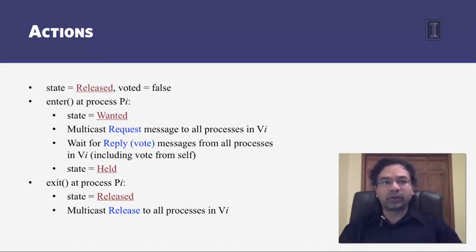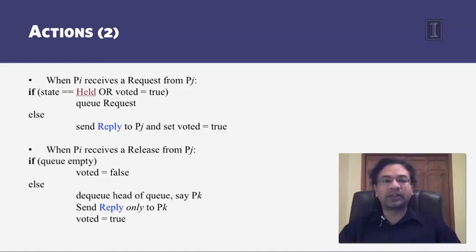This is not all that there is to the protocol. Now, when a process Pi receives a request from Pj, first it checks if its own state is held, meaning it currently is in the critical section, or if it has voted in the past, meaning its voted variable is true. If either of these conditions is true, then it queues this new request because it means that someone else is in the critical section. Otherwise, it sends a reply or a vote back to Pj, and it sets its voted variable to be true, indicating that it has recently voted.